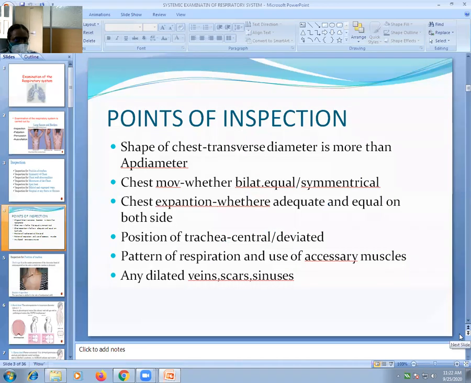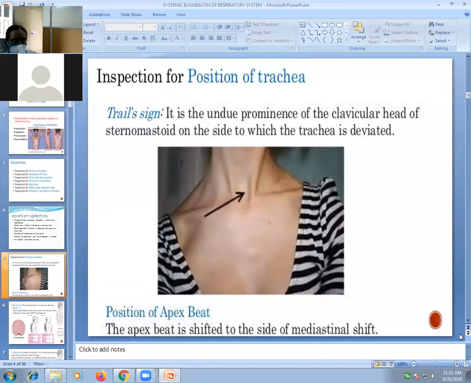So shape of chest, normally transverse diameter should be more than AP diameter. Chest movement should be bilaterally equal, symmetrical. Chest expansion should be adequate, equal on both sides. Position of trachea should be central. Pattern of respiration. What is the pattern? Whether it is thoracoabdominal, abdominothoracic or abdominal, you have to note down. Then use of accessory muscles if visible and any dilated veins, scar and sinuses. So these are the points to write down in inspection. Then see, this is the inspection of trachea.